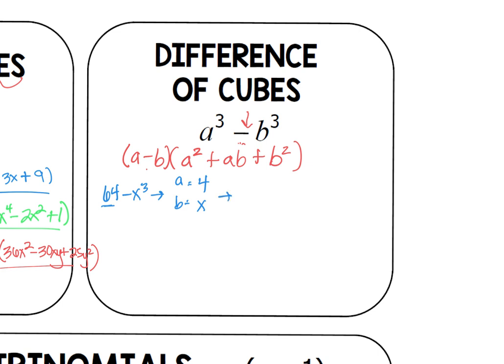A minus b will be 4 minus x, and it kind of feels like that's out of order, but remember, you stay in the order of the original problem. My 64 was first, x cubed was second, so we keep that order. Parentheses, our a value squared, 4 squared is 16, plus sign, because of the formula, 4 times x is 4x, plus sign, our b value squared is x squared, and it's done. Very nice. Okay, another example we will do is 27x cubed minus 8.